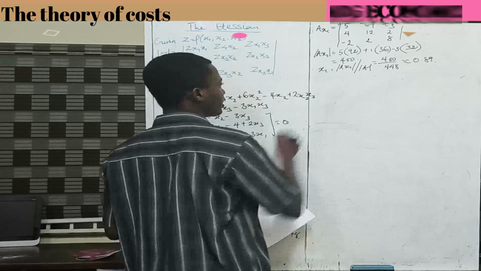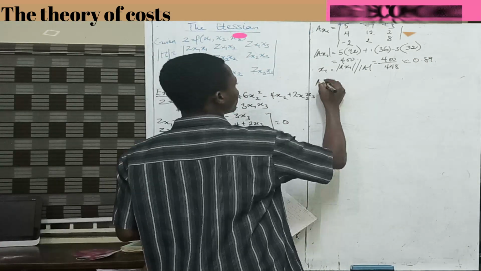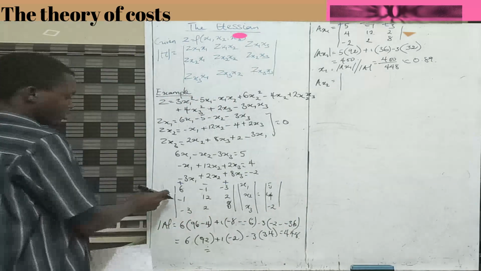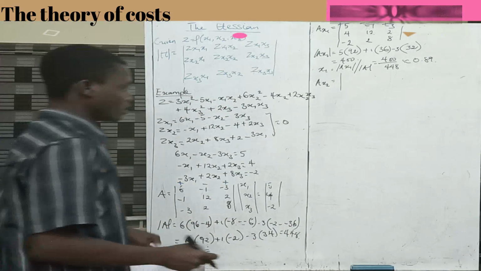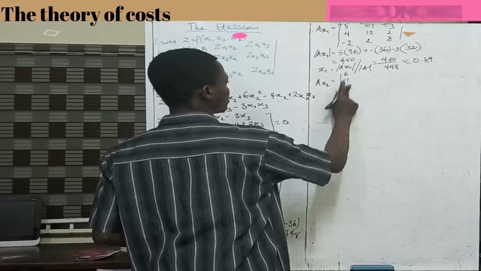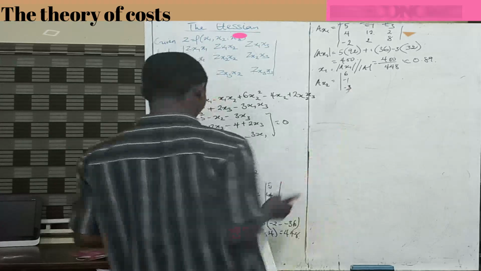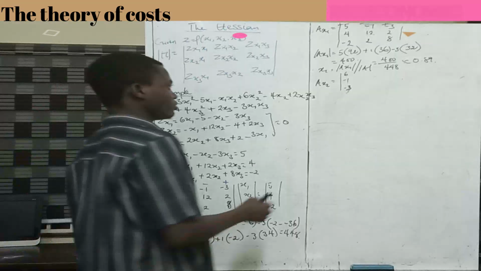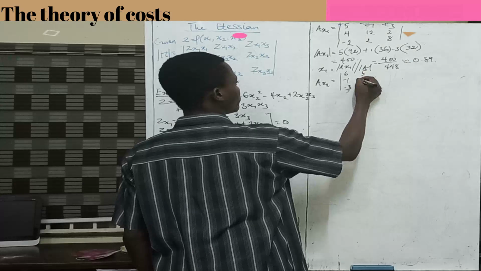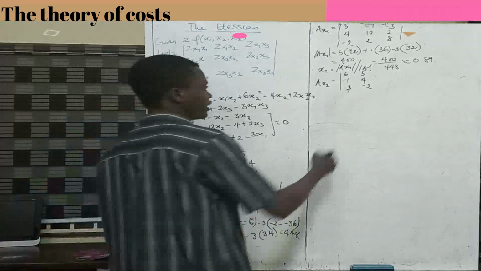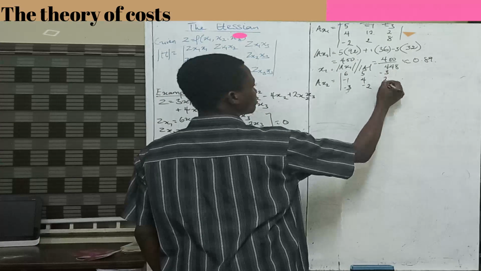All right, so for x2, we have A_x2, and we have to be careful. We go back to the original matrix, 6, minus 1, minus 3. So instead of what we have in the middle here, we have 5, 4, minus 2, then minus 3, 2, 8.